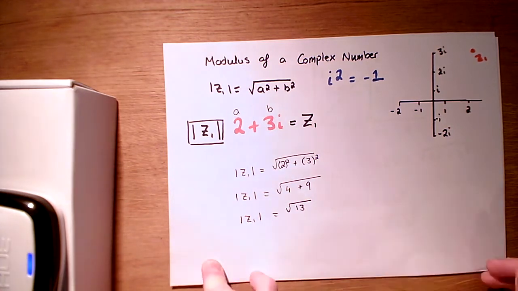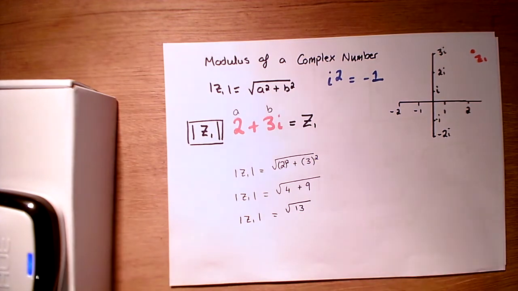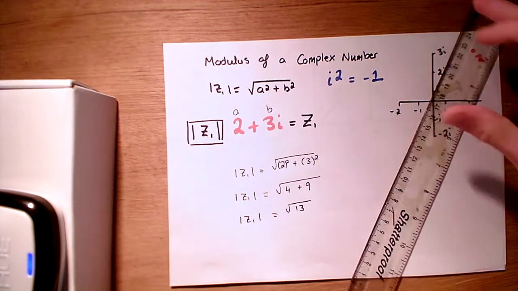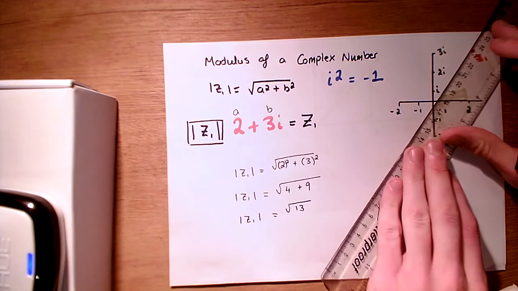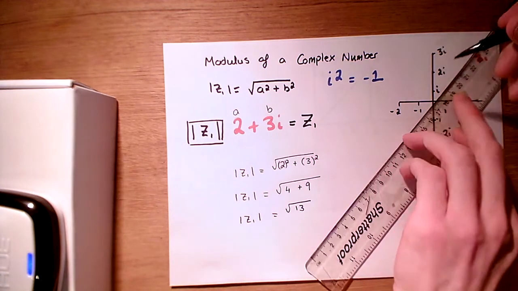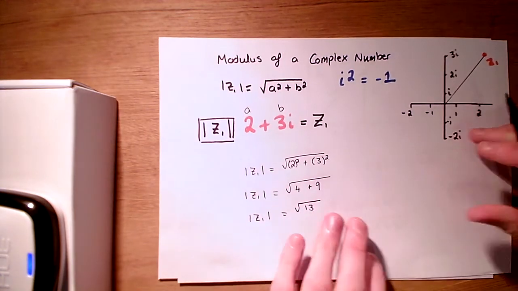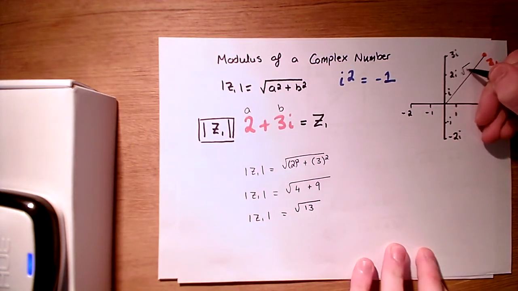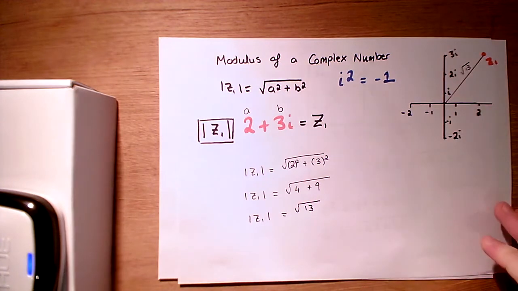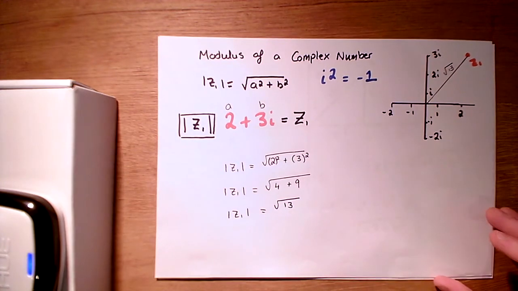square root 13. So that is the length of the line segment from the origin to the complex number. From the origin to the complex number, the length of that line segment there is square root 13. And of course we can find that as a decimal too if we wish.